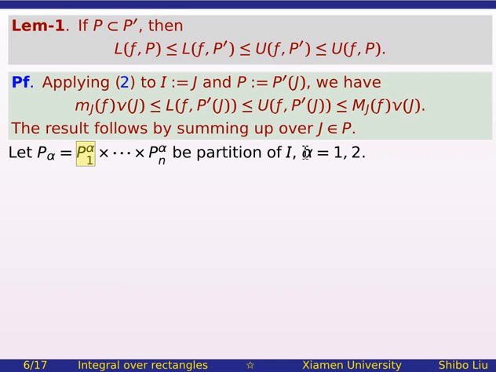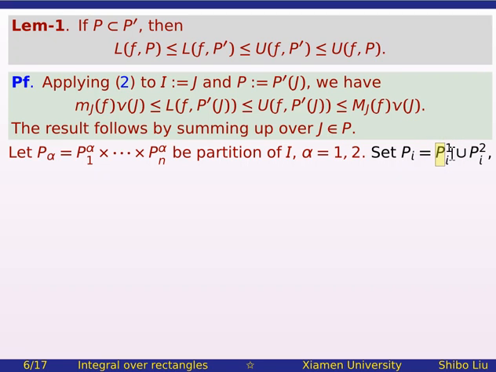P1 alpha is the partition of I1. I is the rectangle, and it has n components, so its first edge is I1. So P11 and P12 are both partitions of the first edge of I, that is I1. This determines the two partitions of the rectangle I. Now for every i, we take the union of P1i and P2i.